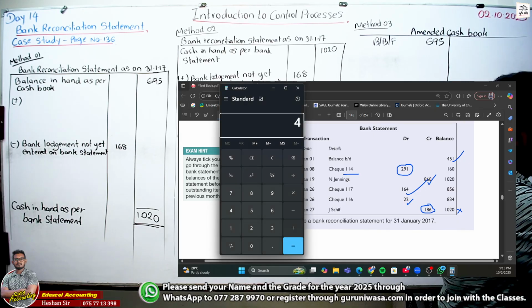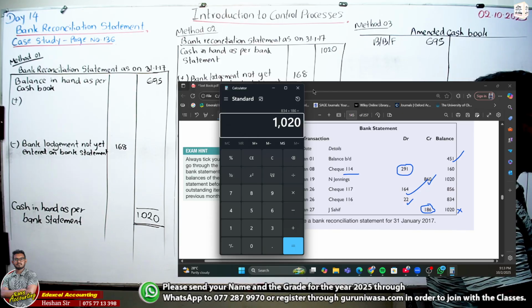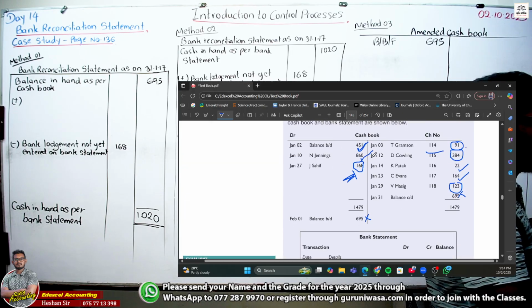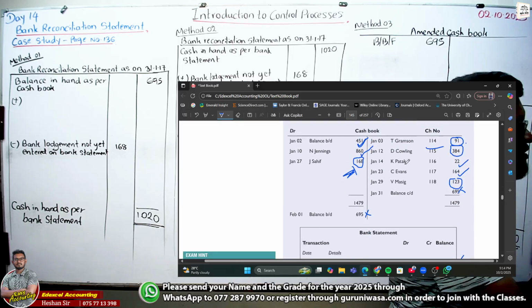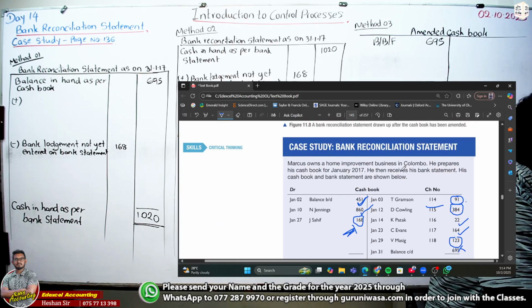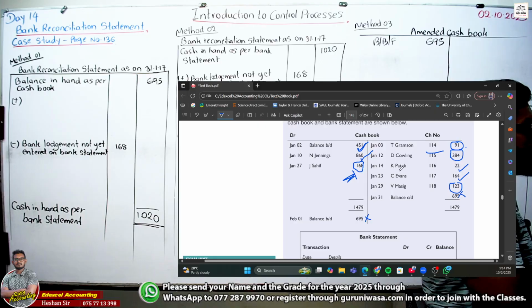See, the balance is 451 minus 291 plus 860 minus 164 minus 22 plus 186,000 rupees. Let's see.